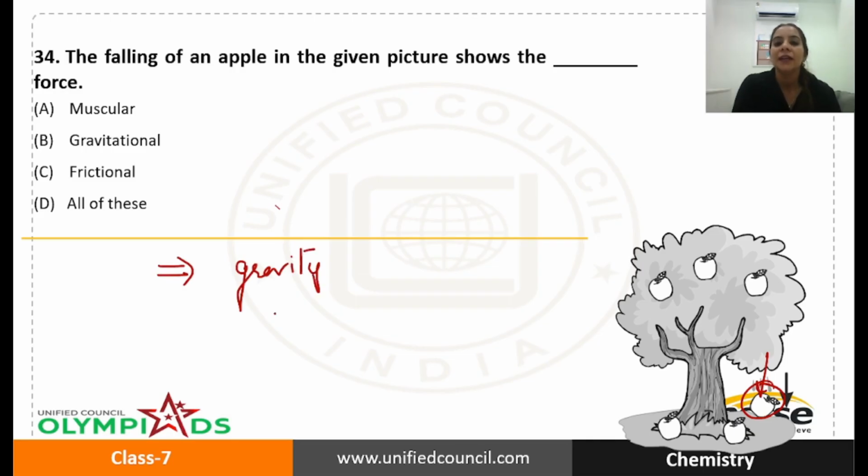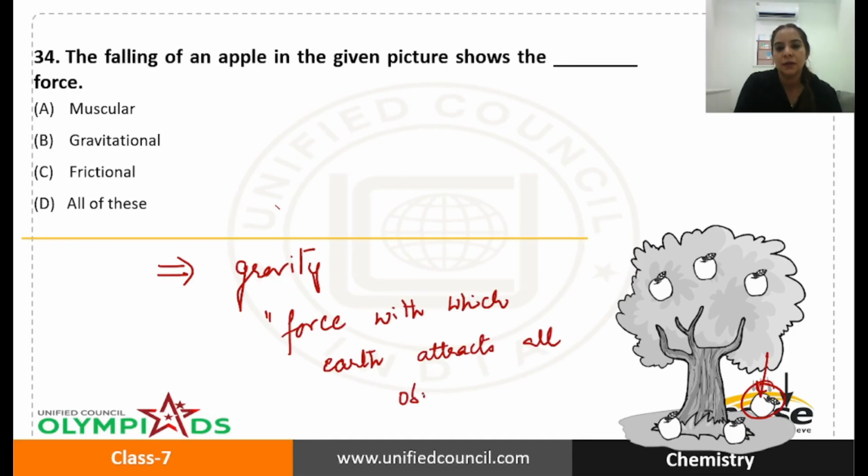What is gravity? Gravity is basically the force with which Earth attracts all objects towards itself.